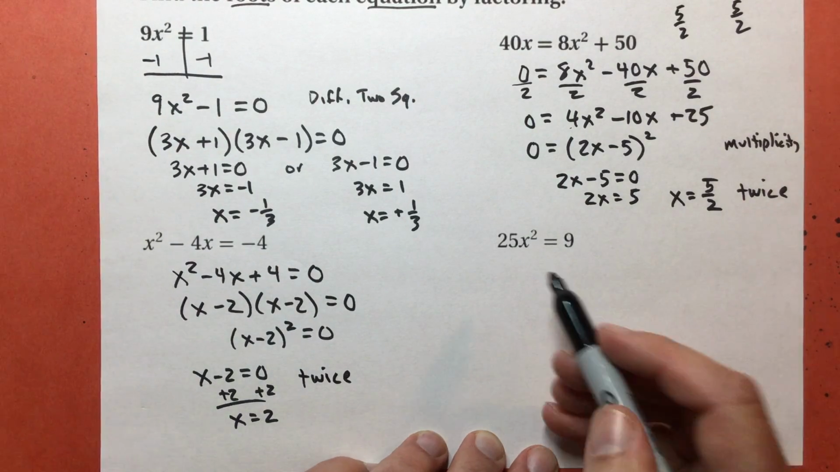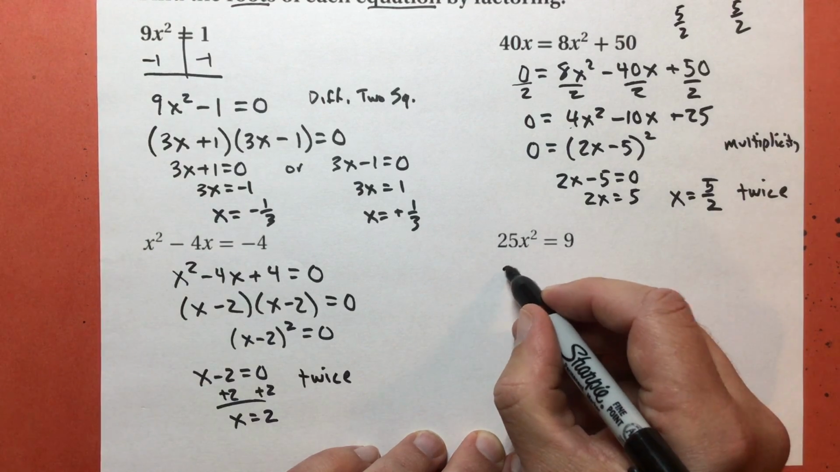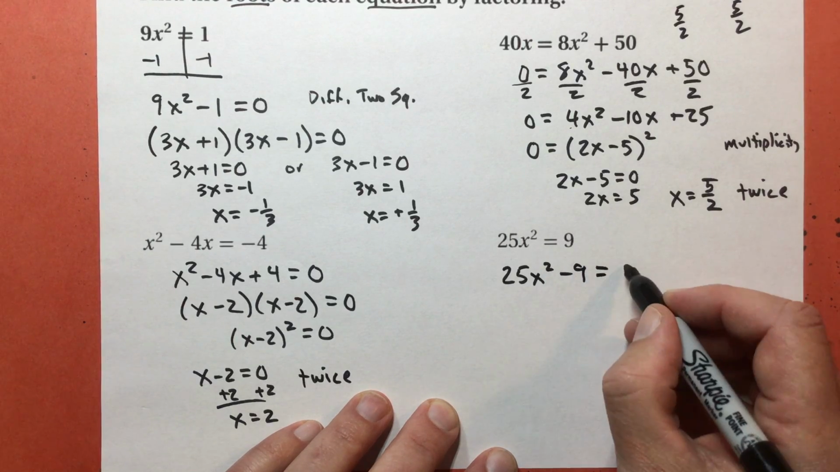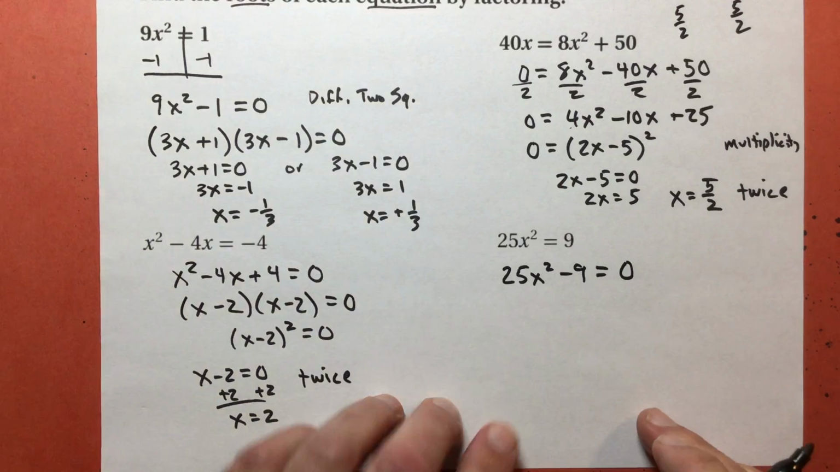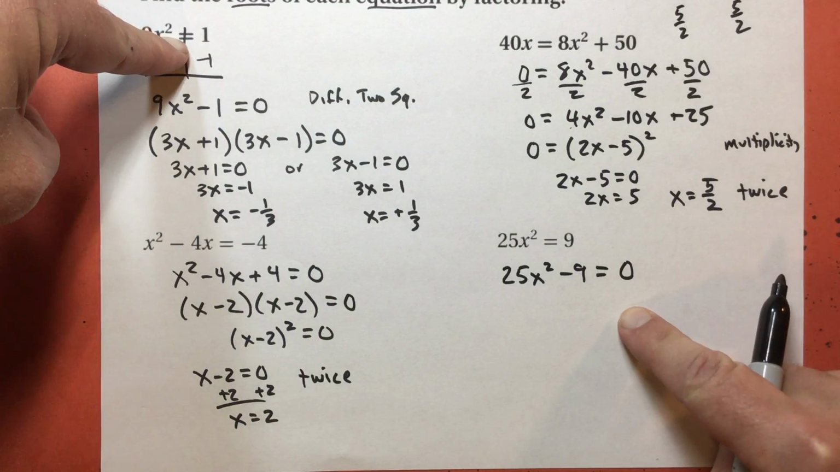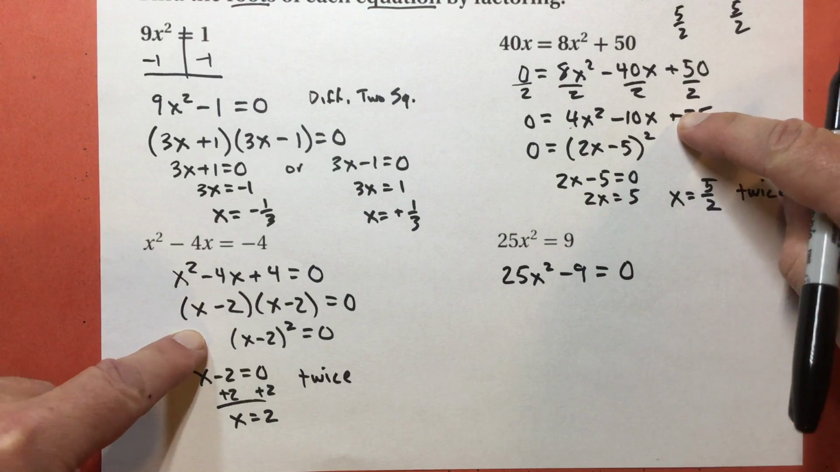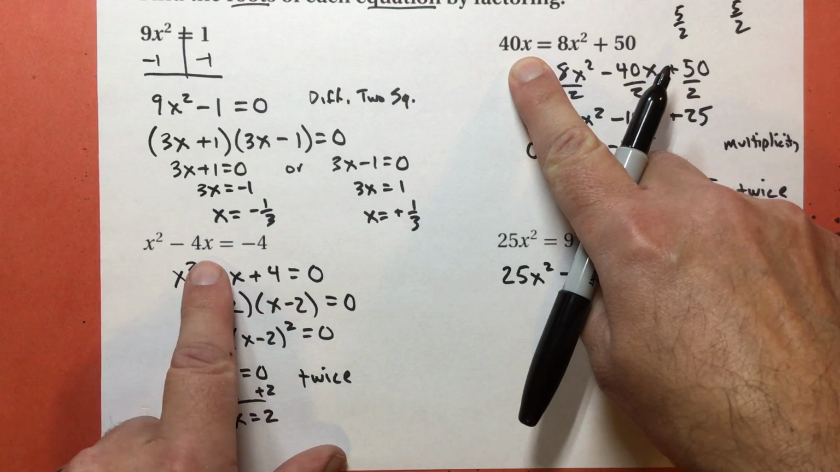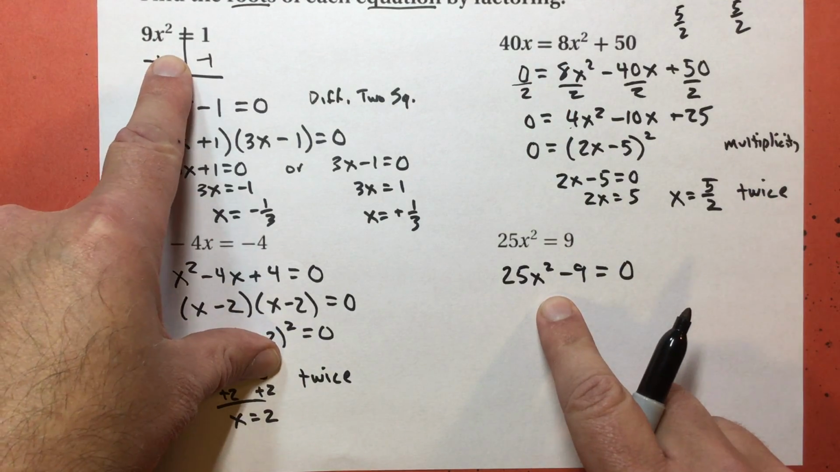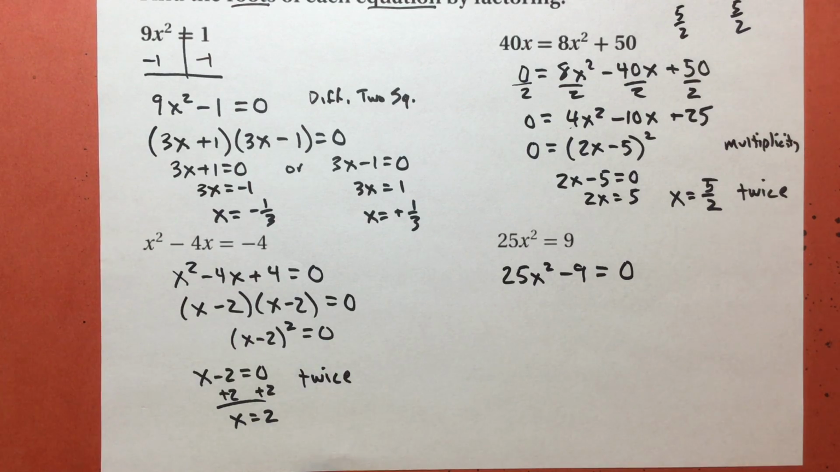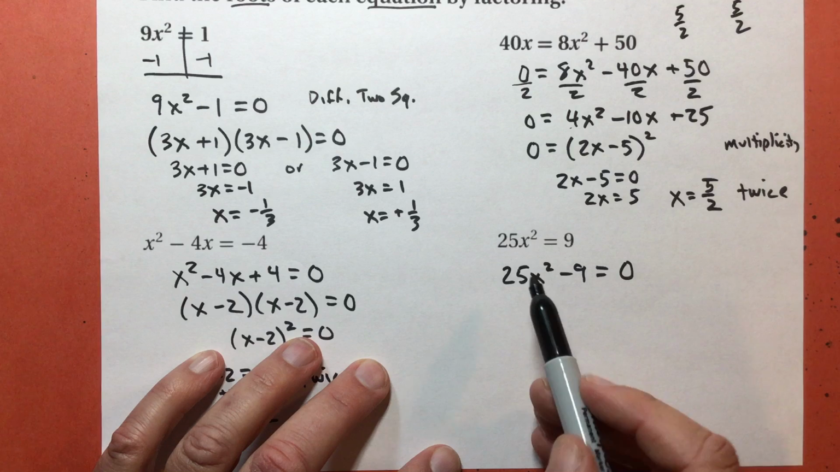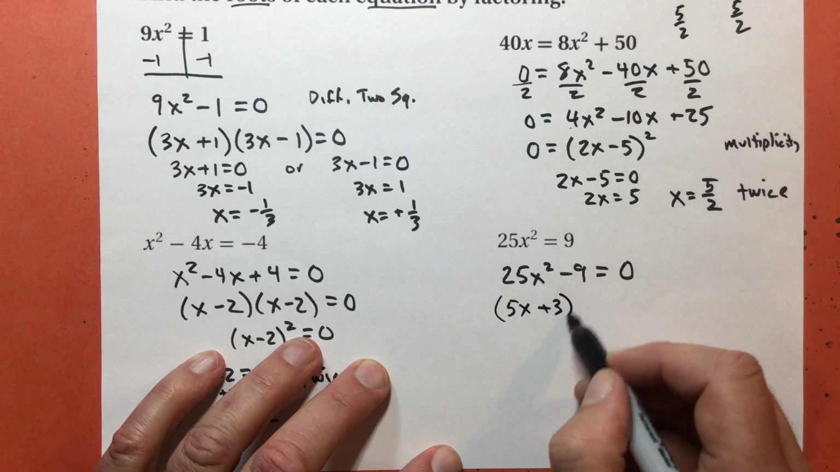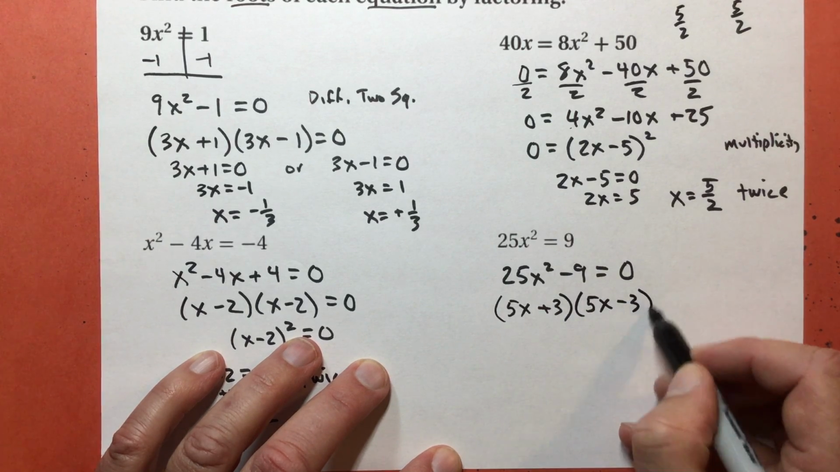Last one in this section, 25x squared equals 9. Just like this one right here, I'm going to add negative 9 to both sides, and get 25x squared subtract 9 equals 0. So difference of two squares for these two, perfect square trinomials for these two. Make sure you recognize that. And notice that had a term with an x, that had a term with an x. These two don't. So take your time and look at them carefully so you know what the differences are. The square root of 25 is 5, the square root of 9 is 3. So this is 5x plus 3 times 5x minus 3.